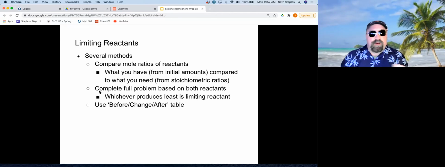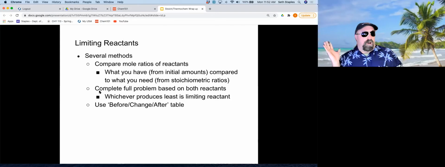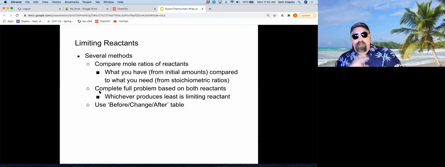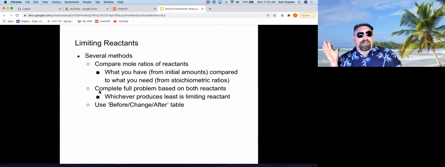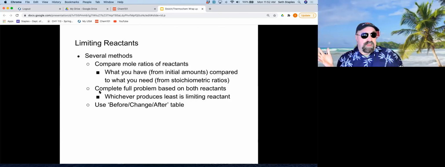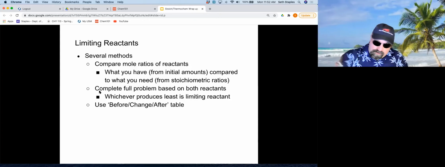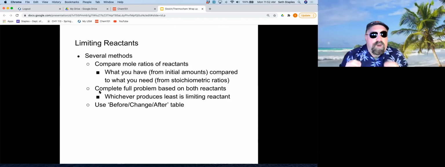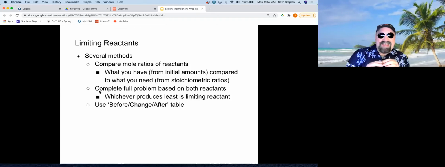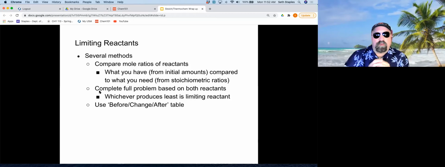Another way we talked about is just flat out doing the whole problem. Take one of the reactants, do your stoichiometry problem as normal based on that reactant, and then do it again completely based on the other reactant. Whichever one produces the least is your actual limiting reactant, and that amount of product will be how much you make.